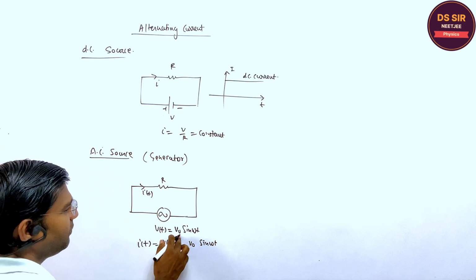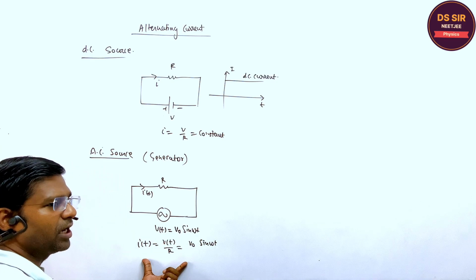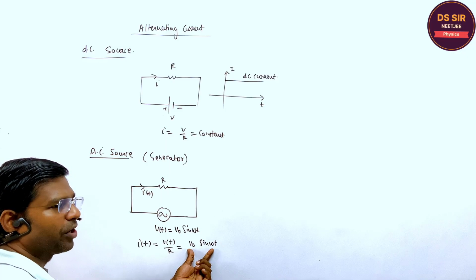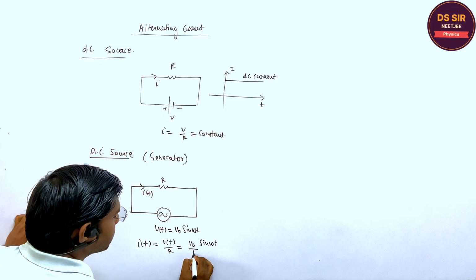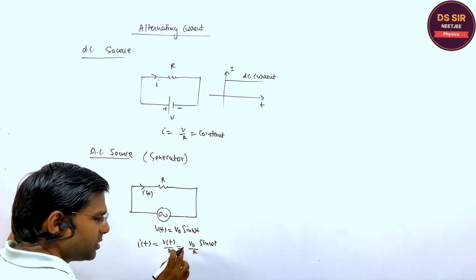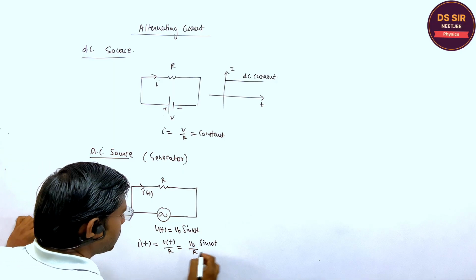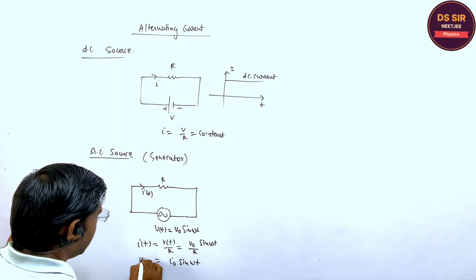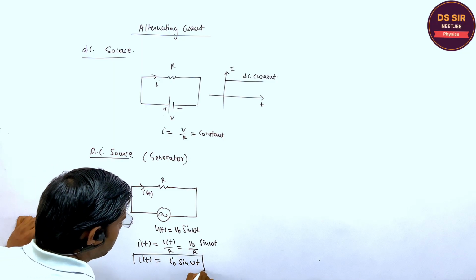This power supply we had discussed in electromagnetic induction, right? When we discussed the generator, this is R. V naught upon R is the peak current. So we can write this as I naught sin omega t, right? So this is the alternating current.